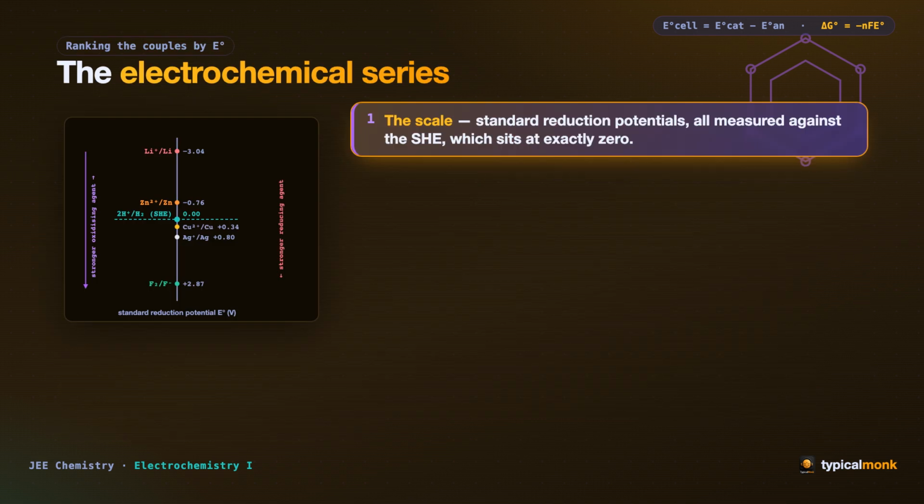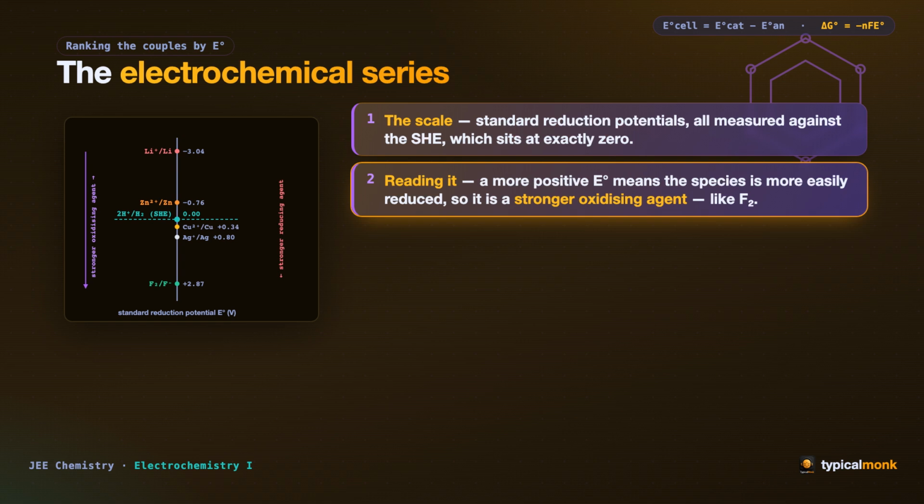Now the picture that ranks every couple, the electrochemical series. The scale. These are the standard reduction potentials, all measured against the standard hydrogen electrode, which sits at exactly 0. Reading it downward, a more positive E standard means the species is more easily reduced, so it is a stronger oxidizing agent. Fluorine, at the most positive end, is the strongest oxidizer of all.